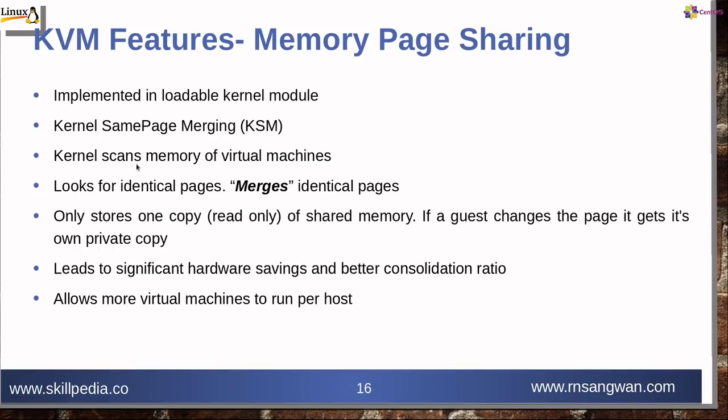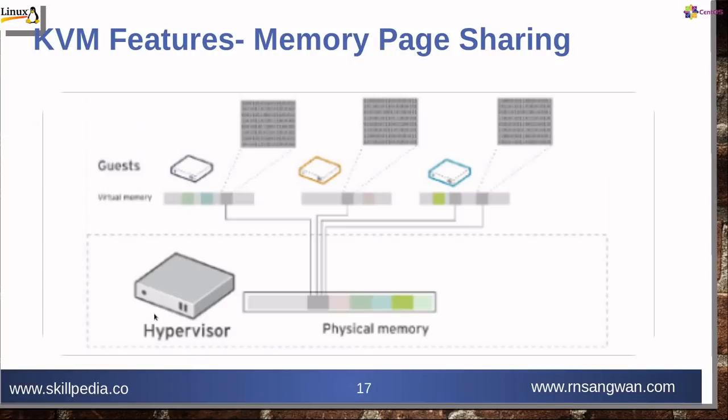What does it mean? It means the kernel will scan memory for virtual machines, look for identical pages and merge these identical pages. That essentially means only store one copy of the shared memory. If the guest changes the page, it gets its own private copy. We also call it copy on write. It leads to significant hardware savings and a better consolidation ratio. It allows more virtual machines to run per host. This is how it works.